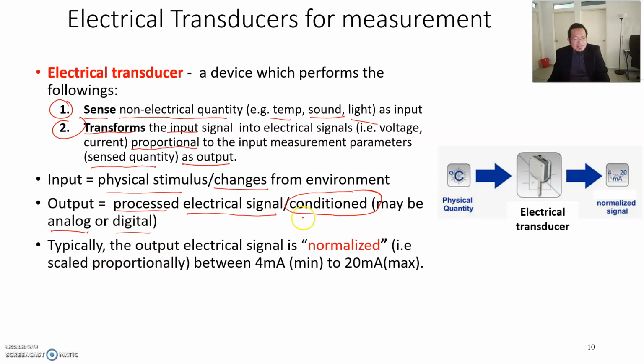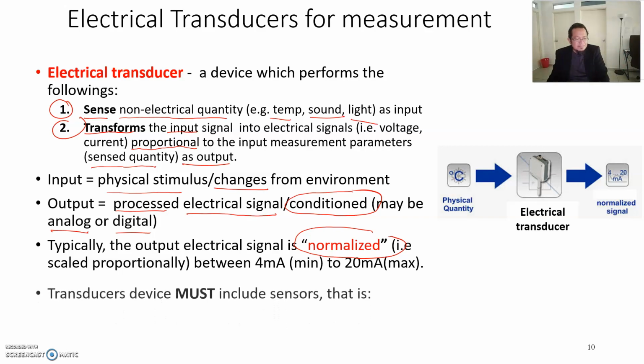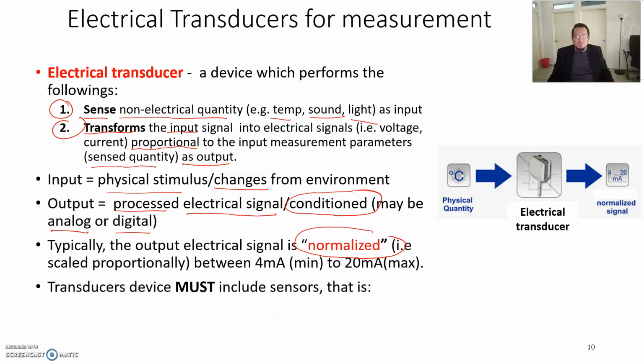Okay, so when I say normalized or conditioned, it's basically like this. The output electrical signal is normalized, meaning that it is put into a proportional scale. For example, if you have a very low value, it is set to 4 milliamp, and for the high value, the output will go up to 20 milliamp perhaps. It can go to maybe more or less, depending on the manufacturer of the transducer. But typically, it's between 4 to 20.